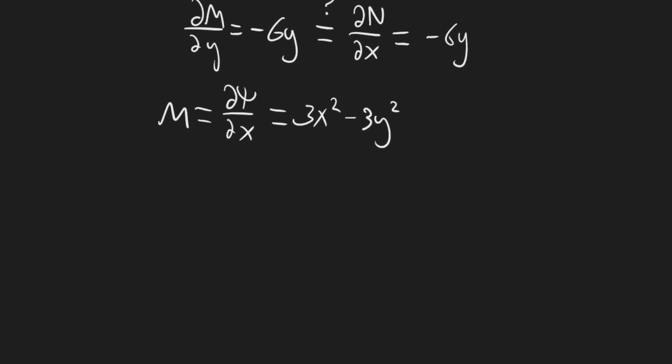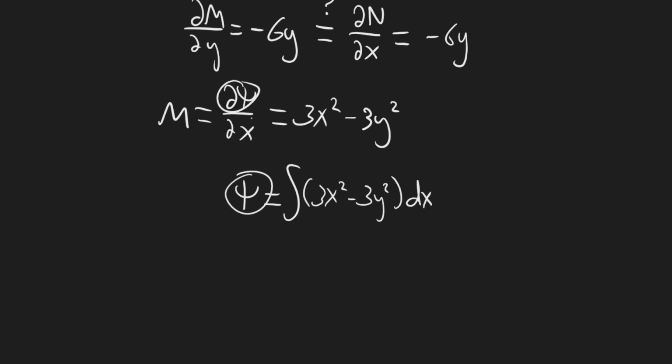And so what we can actually do here is solve for psi by taking an integral. So we can say, okay, that means that psi equals the integral of 3x squared minus 3y squared dx. This is just by rearranging the derivative here. This is actually kind of a separable ODE in itself, right? We want to get every psi on one side and every non-psi on the other side.